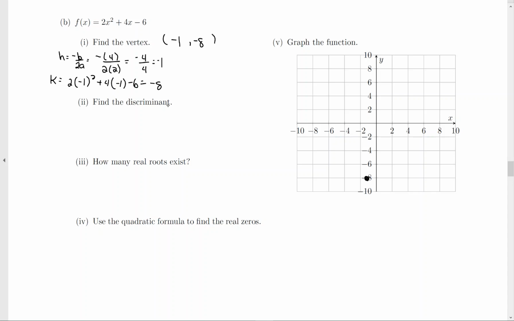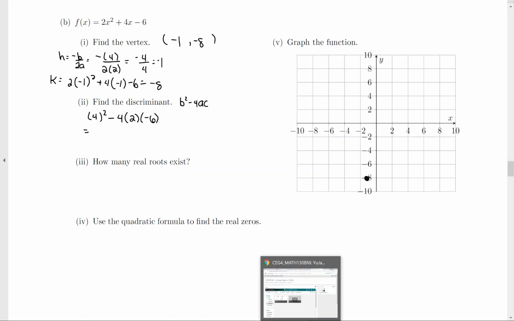Find the discriminant. The discriminant formula, remember, is b squared minus 4ac. Our b is 4, so it's 4 squared minus 4 times a, which is 2, times c, which is negative 6.